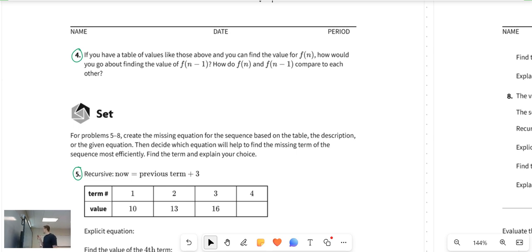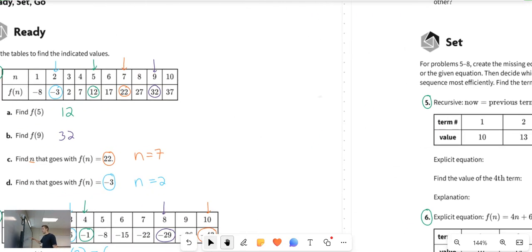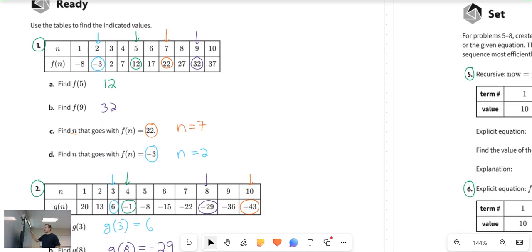Okay. So if you can find the value for f of n, how do you go about finding the value of f of n minus 1? So this is actually saying you could, if it's a table like the ones before, and we'll look over at them again, you can see that our n values, like 1, 2, 3, 4, 5, 6, 7, they're all in order. There's nothing skipped. Each is one more than the one before, as you go left to right. So you could go left by one column, or go minus 1.